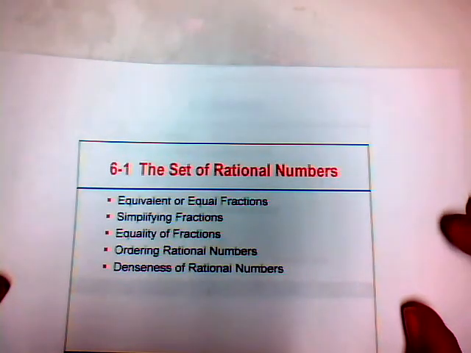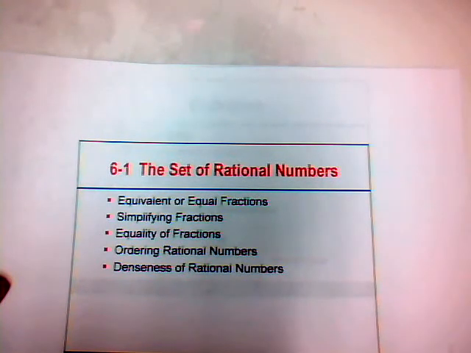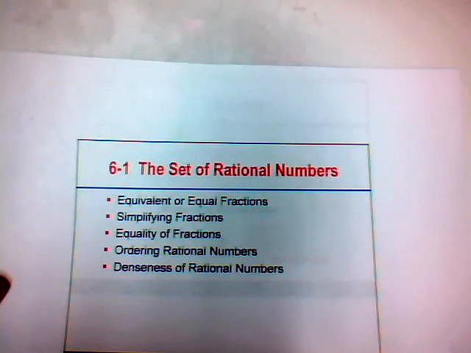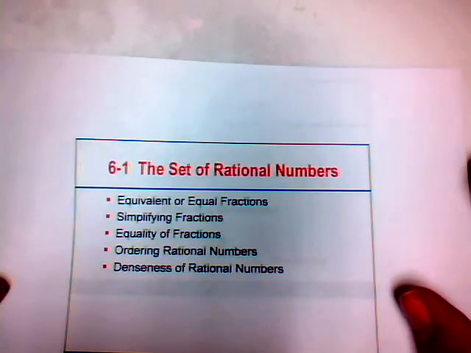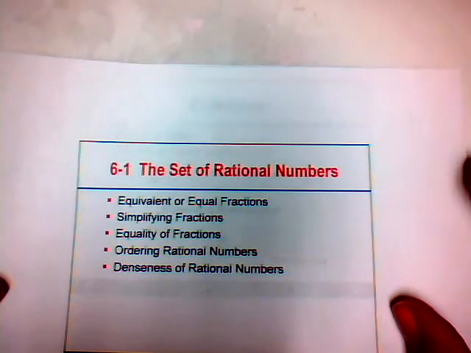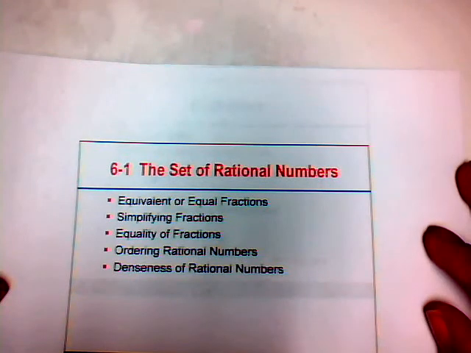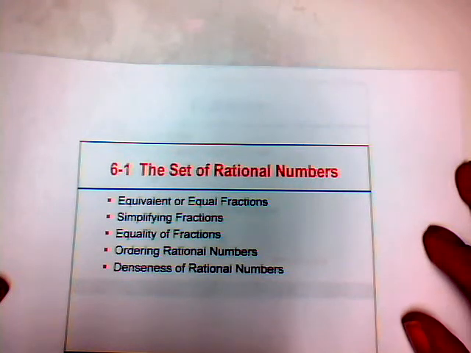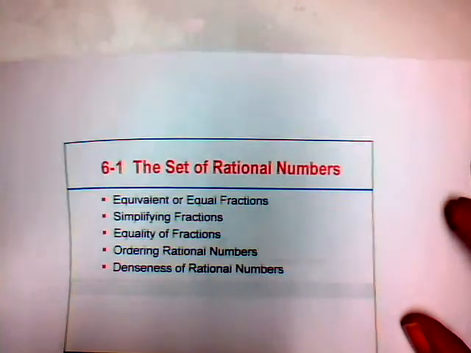In this video, we're going to be looking at the set of rational numbers. We'll begin Chapter 6, which deals with rational numbers and proportional reasoning. The first section deals with the set of rational numbers. In this section, we're going to be looking at equivalent or equal fractions, simplifying fractions, equality of fractions, ordering rational numbers, and denseness of rational numbers.